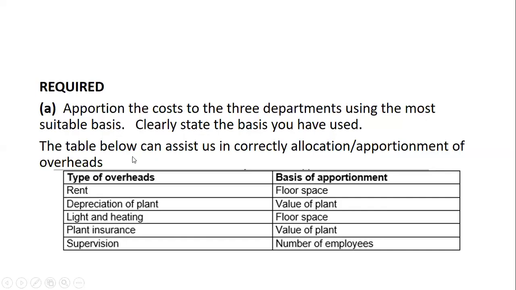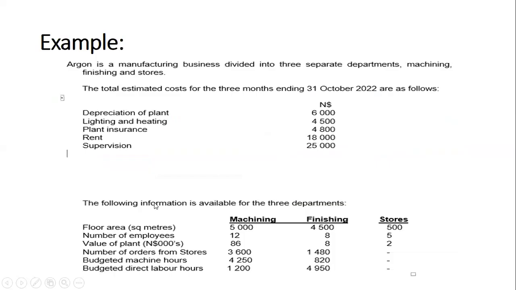And for rent, we're using floor space, which means you take 5,000 and divide it by the total, which is 10,000, and multiply it by 18,000, and the answer you get will be for machining.